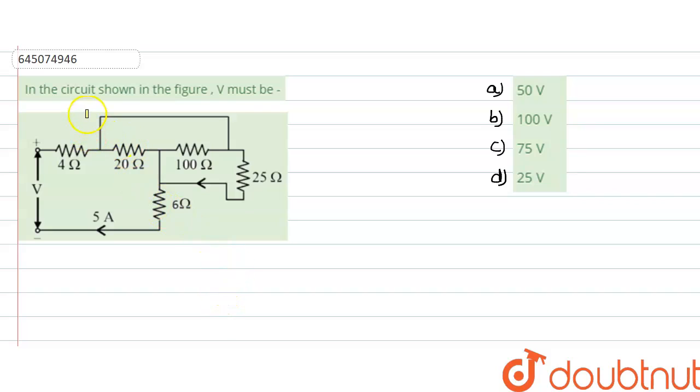Hello everyone, let us start with our question. In this question, we are given a circuit and we need to find the value of V. There are several resistances here and a 5 ampere current is also given. We need to find the value of V.